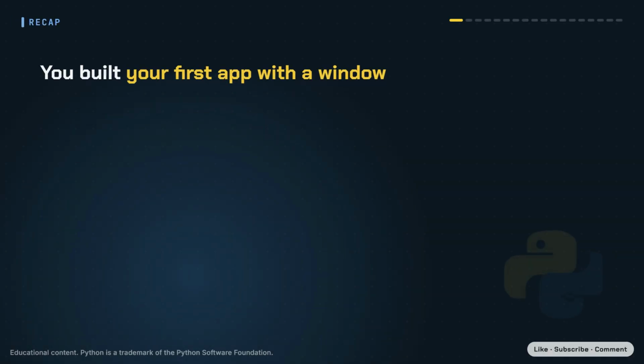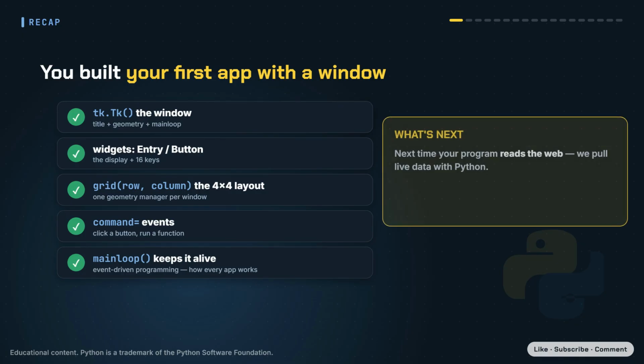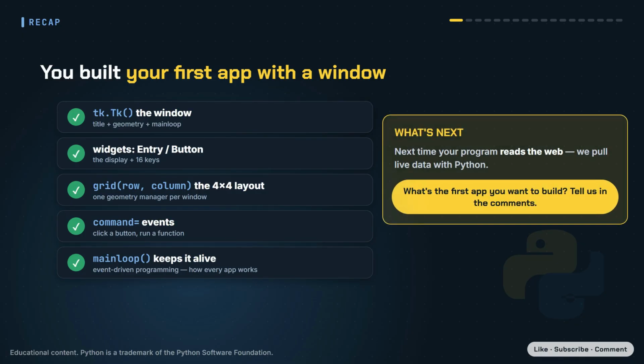You built your first app with a window. Tk, the window. Widgets and grid, the layout. Command, the events. And mainloop, keeping it alive. Event-driven programming is how every app you use works.